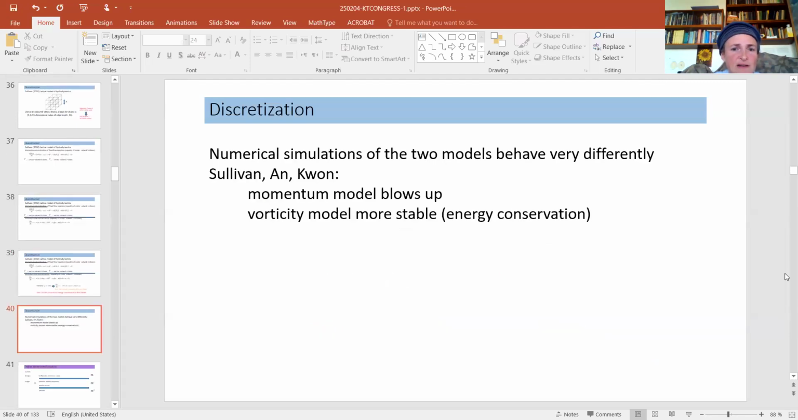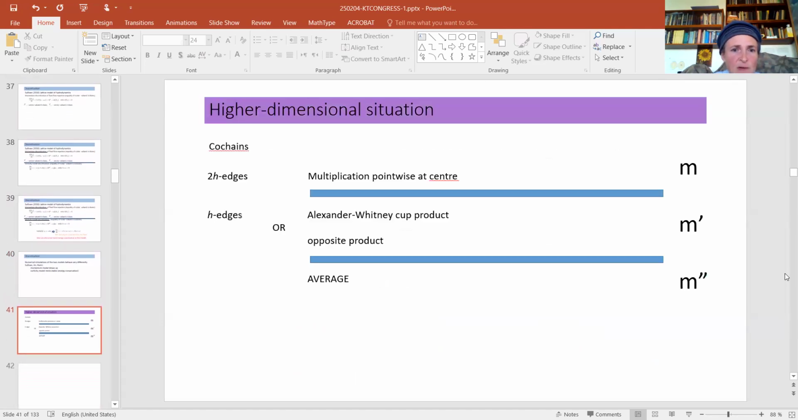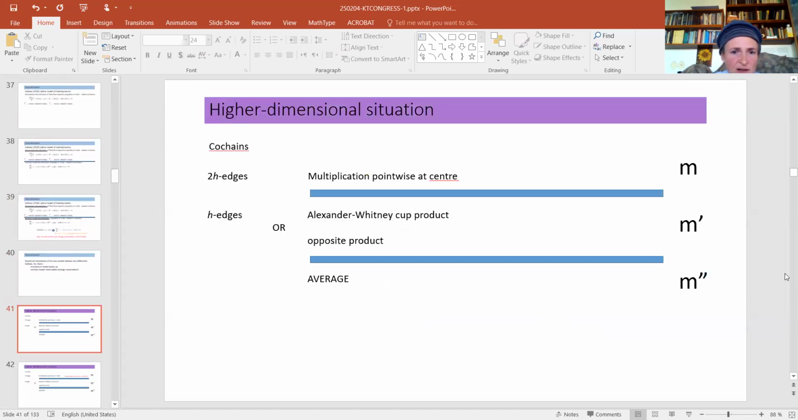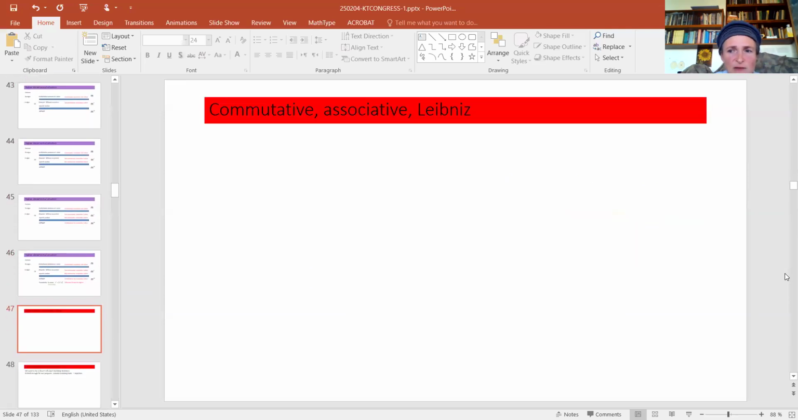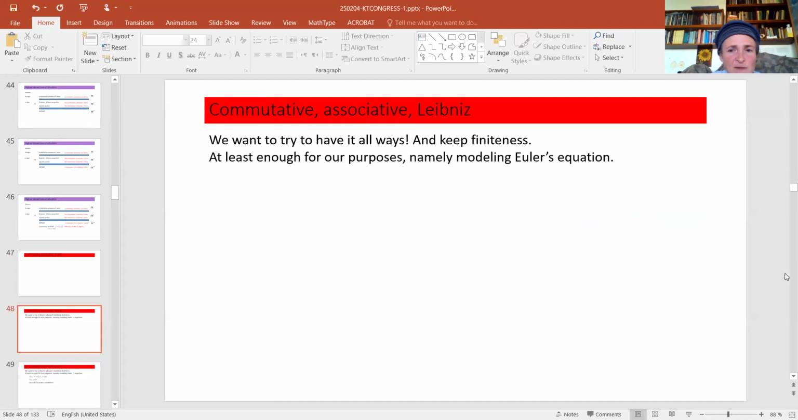Okay, so that is what happened with the more traditional models. Now we want to do something different. So this is just saying the same again about the different models, and we can do the same in higher dimensions. So what we want to do is have something that is commutative, associative, and Leibniz, and keep finiteness, at least, as I say, for our purposes. In other words, we only want to deal with Euler's equation. We know we're not going to get a complete model of the differential graded algebra of forms because that's impossible.